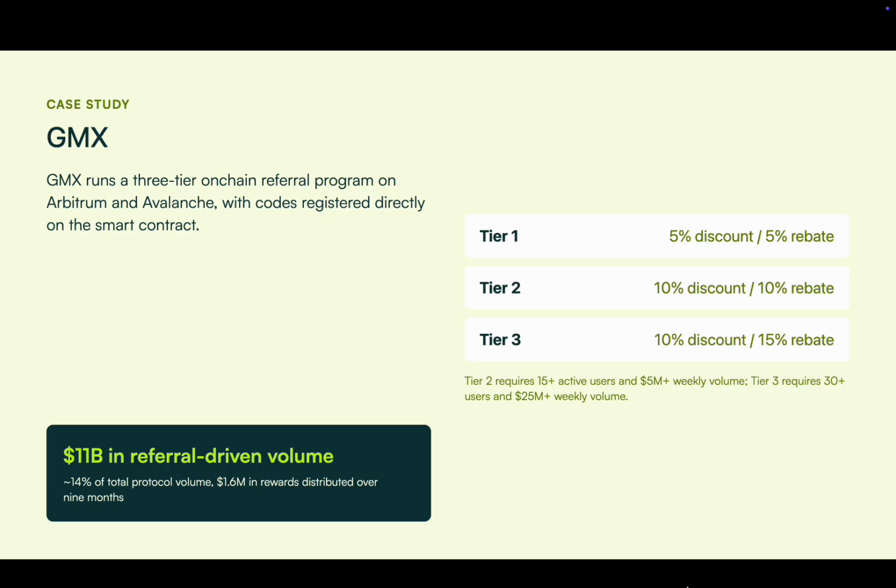Referral codes are registered directly on the smart contract. The program uses fee discounts for referred traders and fee rebates for referrers. The tiers become more attractive as the referrer reaches higher levels of active users and trading volume. GMX has generated around $11 billion in referral-driven trading volume, representing approximately 14% of total protocol volume, with $1.6 million in rewards distributed over 9 months. The important measurement lesson here is that referral performance is connected to actual protocol activity beyond code usage alone.